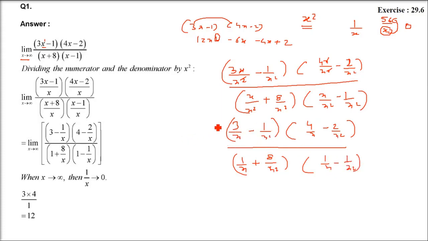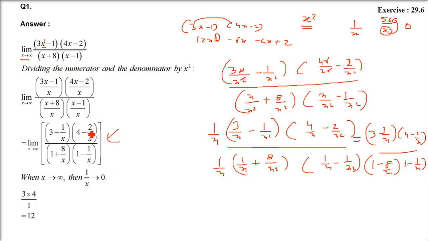Okay. Now I am taking 1 by x common from the numerator, 1 by x common from the denominator. So I am taking 1 by x. So 3, 1 by x, 4 minus 2 by x. Again 1 by x I am taking common from first part, second part. So this will be 1 minus 8x, 1 plus 8x and 1 minus 1 by x. So this 1 by x square which is coming in the numerator and denominator gets cancelled. Finally you are going to reach at 3 minus 1 by x, 4 minus 2 by x.